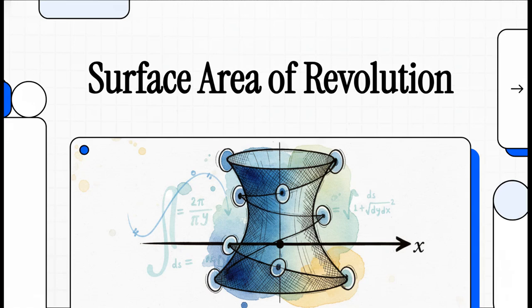Welcome to The Explainer. Today, we're diving into one of the coolest and, honestly, most surprising things you can do with integrals, figuring out the surface area of revolution. It's a wild concept that lets us take a simple 2D line, spin it around, and create a 3D object, leading to some seriously mind-bending results.